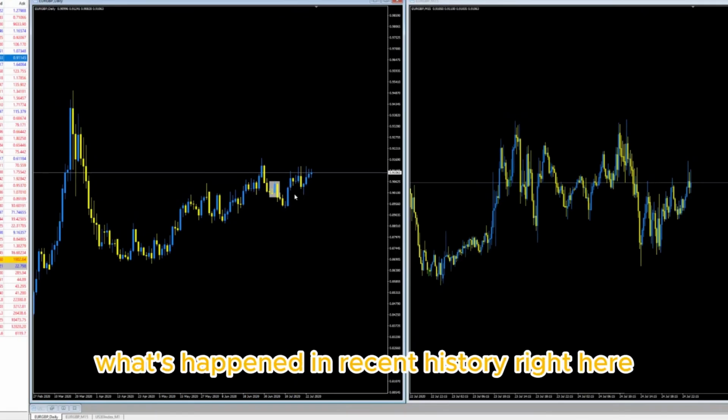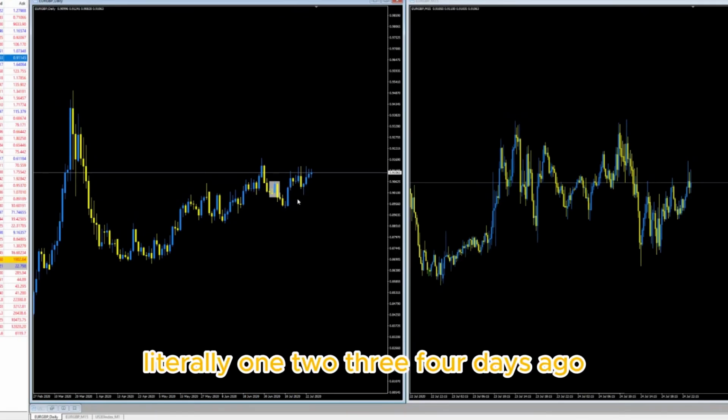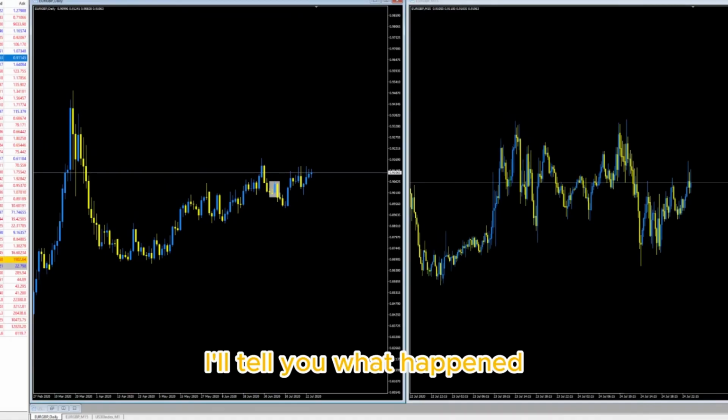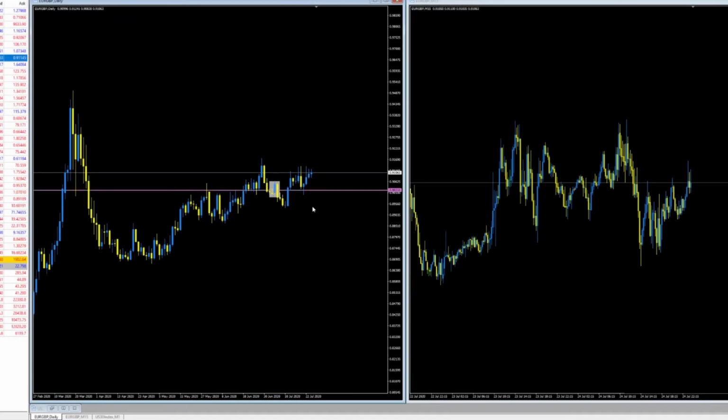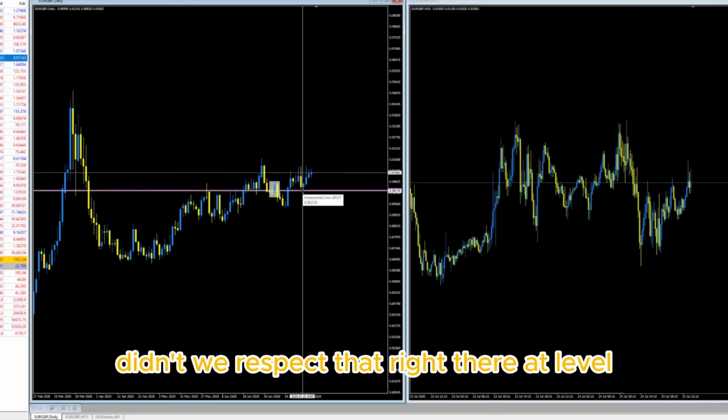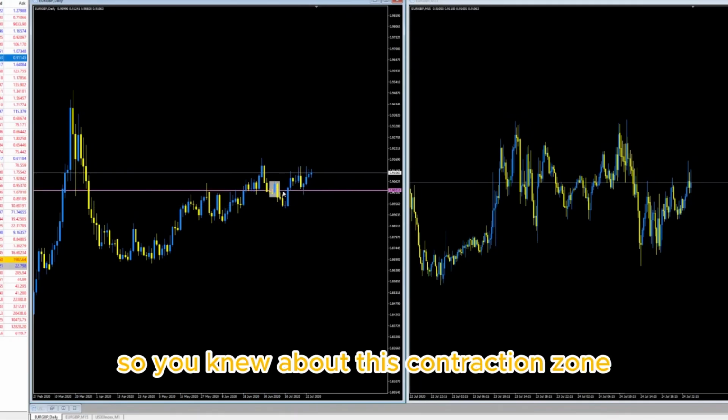What's happened in recent history right here? Literally 1, 2, 3, 4 days ago. I'll tell you what happened. Let's draw our line here. Didn't we respect that right there? That level? So you knew about this contraction zone.